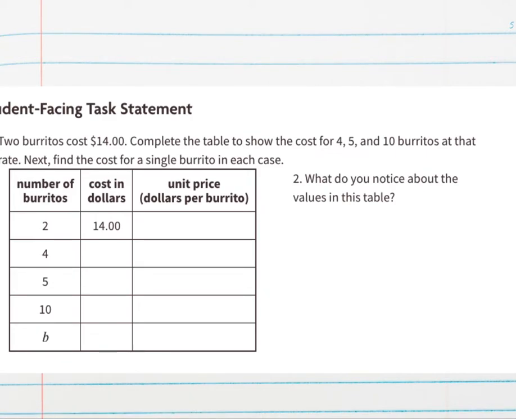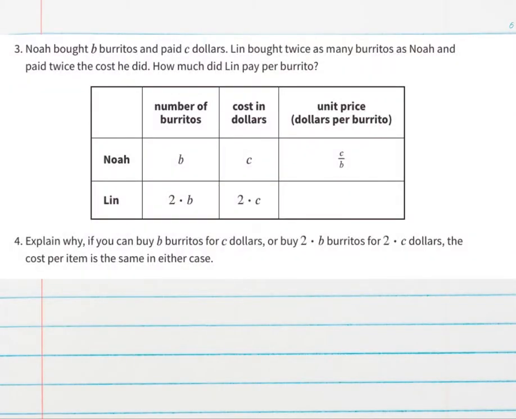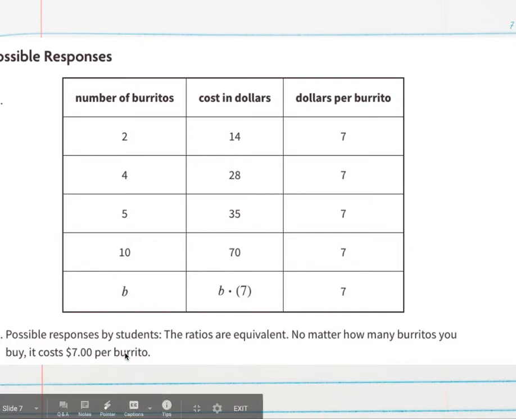that's a little different. Let's look at the table. Didn't we multiply by 7 every time? 2 times 7 is 14. 4 times 7 is 28. 5 times 7, 10 times 7, B times 7. This one, just because I have a letter instead of a number, is not going to be any different. And I know that for every 1 burrito, I'm going to pay $7.